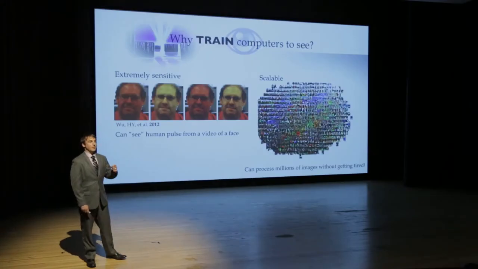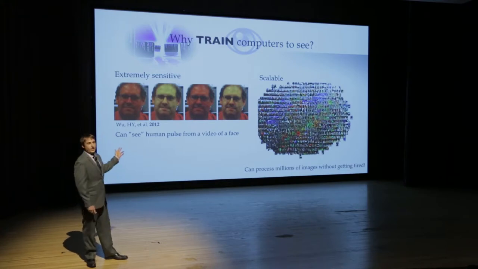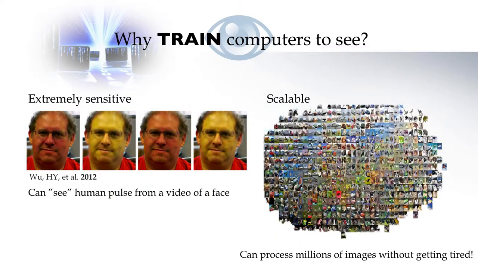One of them is they're very, very sensitive, and you can imagine at this level, sensitivity is very important. This was a very interesting study done where a computer looked at a video of a human's face, and from that video it was able to detect the pulse. Now that's something extremely subtle that the human visual system in general can't pick up on.